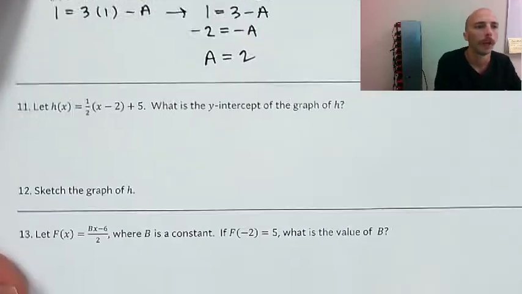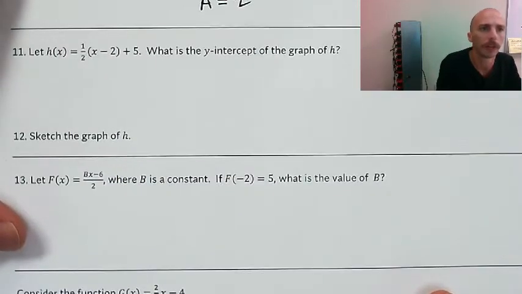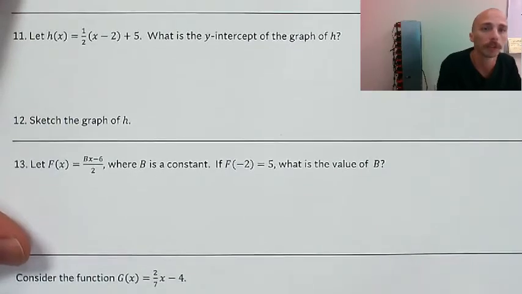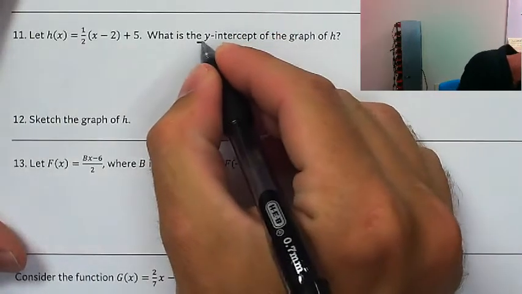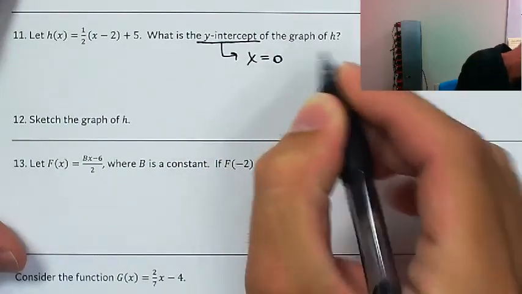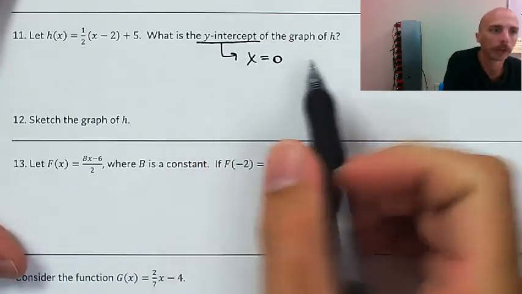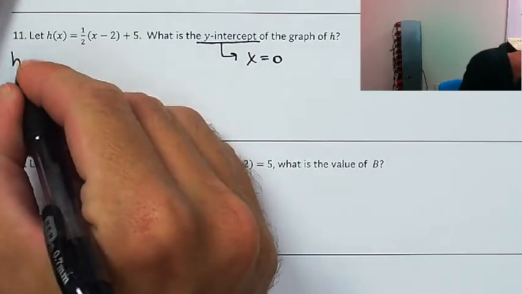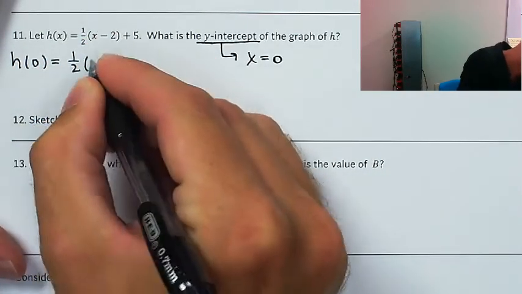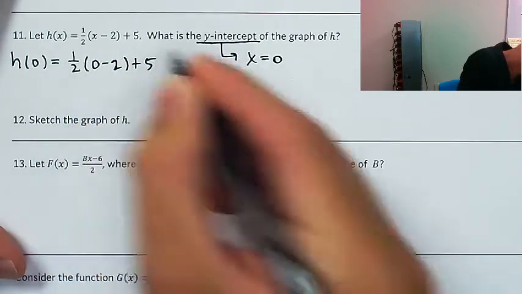That one was nice. Okay, let h be the function 1/2 of (x minus 2), and then add 5. What's the y-intercept of the graph of h? Okay, y-intercept, that's where x equals 0. So we need to find the value of h of 0. I'm going to say h of 0 equals 1/2 of (0 minus 2), we've just plugged in 0 for x, plus 5.